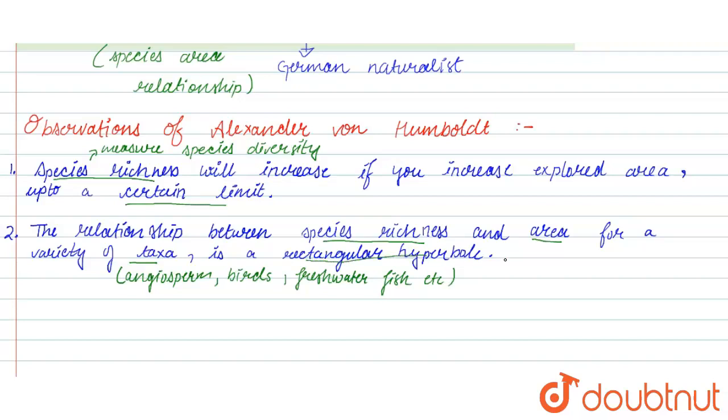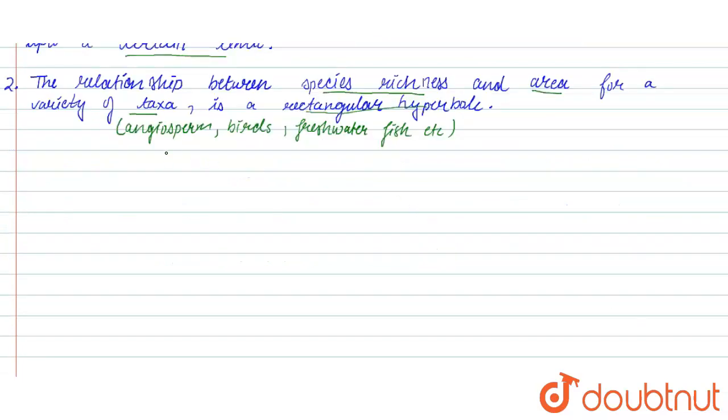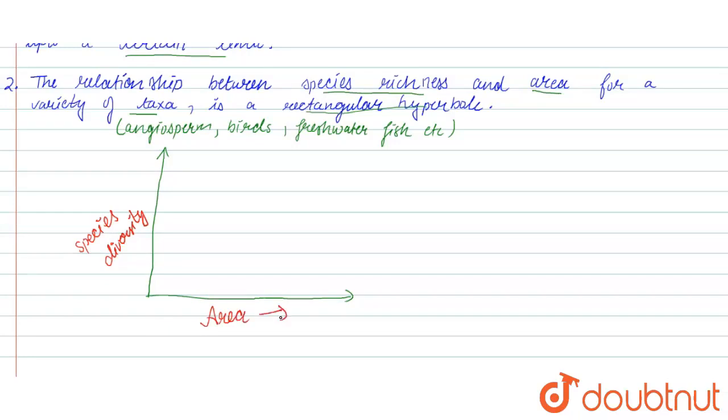And to see what is a rectangular hyperbola, let us draw a graph. So if we are going to draw a graph, what are we going to take on the y-axis? On the y-axis, we are going to take species diversity, and on the x-axis, we are going to take area. Okay. So what are we going to get? We are going to get a rectangular hyperbola. And what will be the equation here of this? S is equal to C a to the power Z, and we'll see what each of the terms means after the third observation. So what was the third observation?